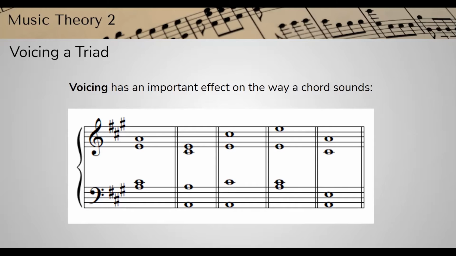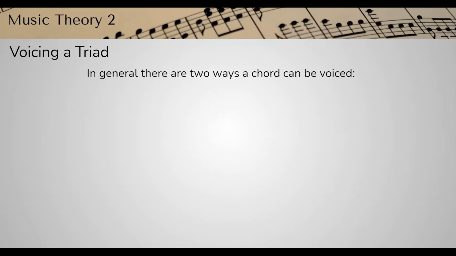So those are all the same triad. We're not changing the harmony at all. All we're doing is changing how the notes are voiced, right? How they are arranged for this ensemble. And it makes a pretty big difference, depending on how you voice it. Okay. So in general, there are just two ways that a chord can be voiced, and that's sort of true, sort of not true, but we break them into two categories. The first is what's called close structure.